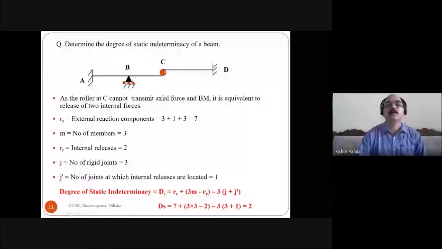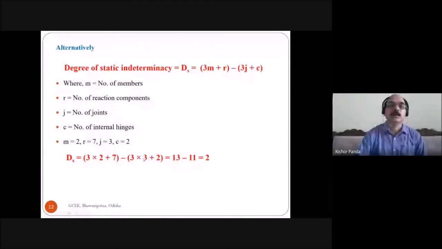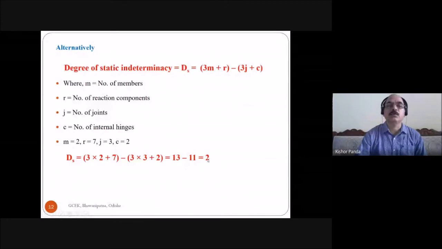For this type of hinge, the internal release is C is equal to 2. If the total beam is present in one line, then you have to take C is equal to 1 for internal hinge. But here this is one beam and this is another beam, so here you have to take C is equal to 2. Then by using this value in this equation, 3M plus R minus 3J plus C, you can find out the degree of static indeterminacy. So here also you got the degree of static indeterminacy is equal to 2.